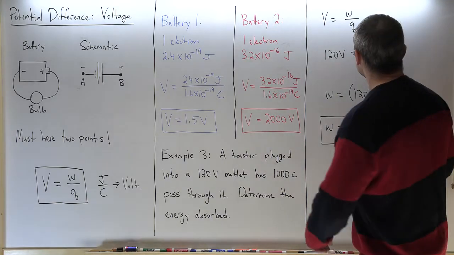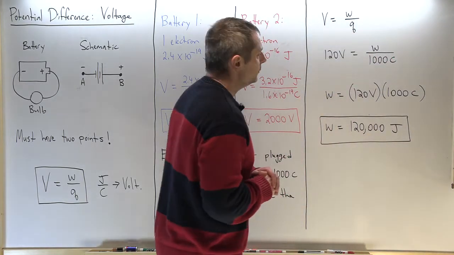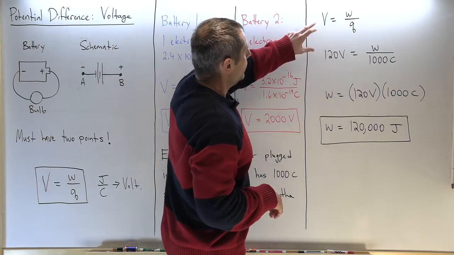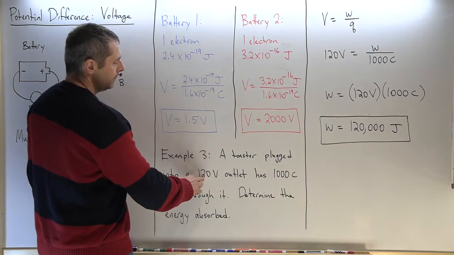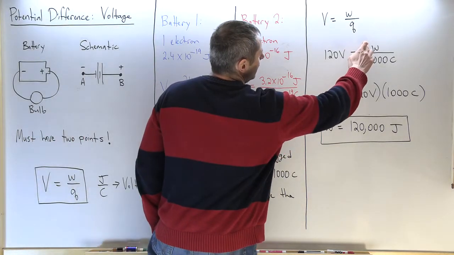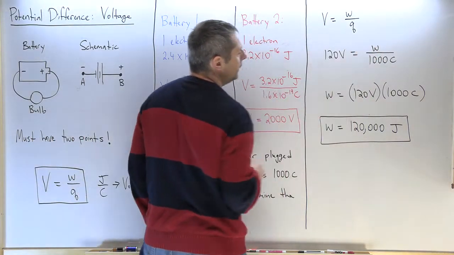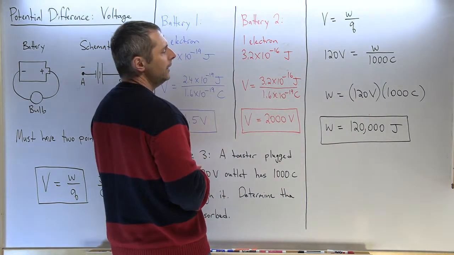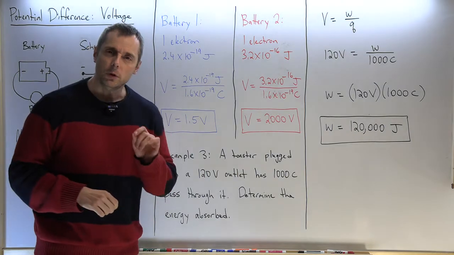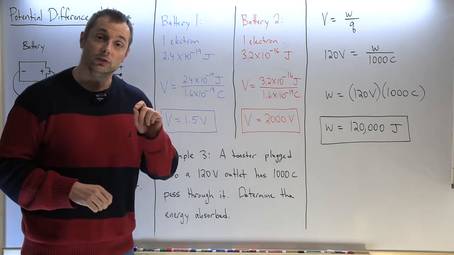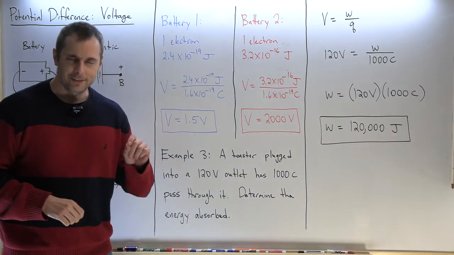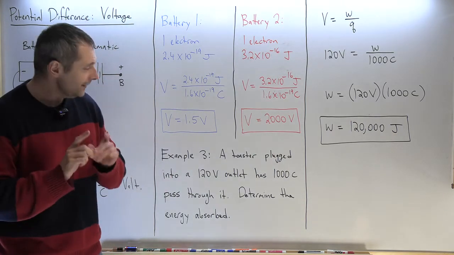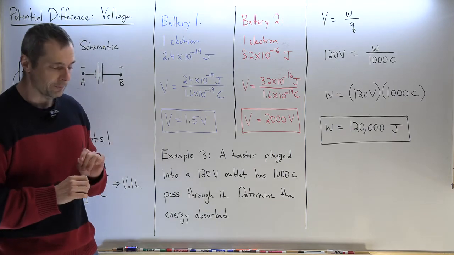Let's move on. We begin all calculations in Regents by starting with a formula. We plug in our voltage, 120, the charge of 1,000, and the energy is the joules, the work over here. I just multiply the 1,000 to the other side, and now I get 120,000 joules into the toaster, and it toasts my bread nice and warm and crispy. Okay, so that is another example.